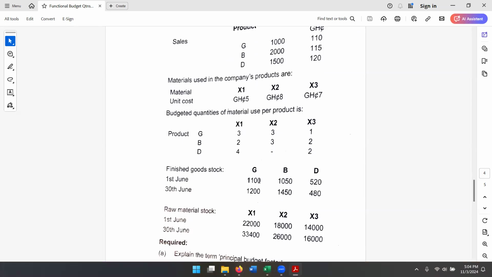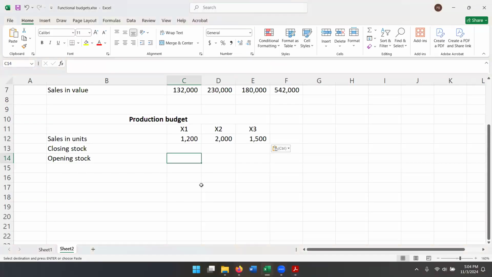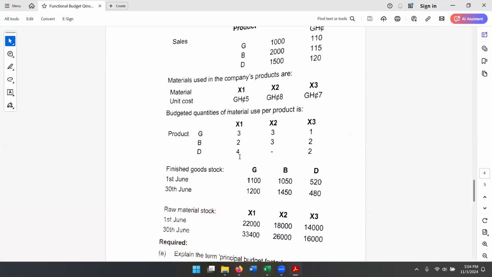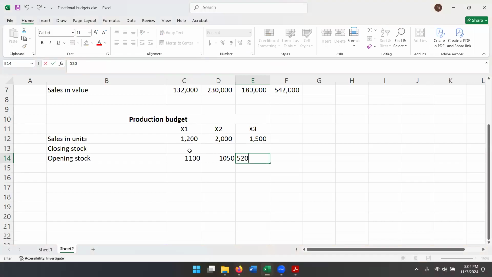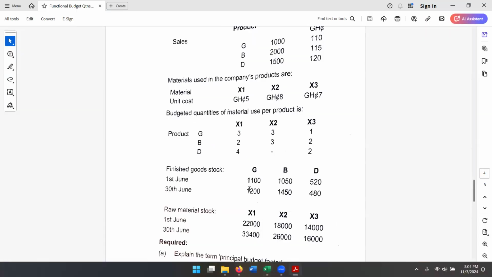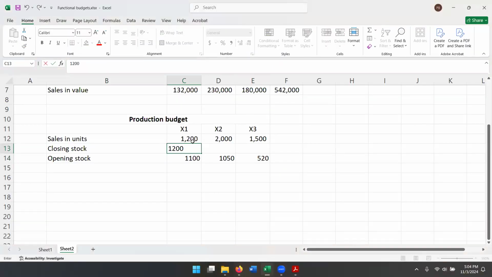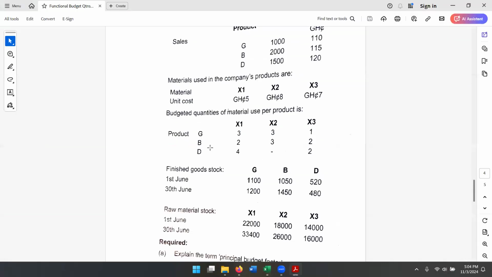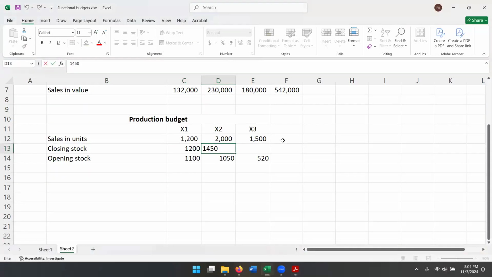So opening, 1,100, 1,050, and then 520. Then the closing, we have 1,200, 1,450, and then 840. All right.